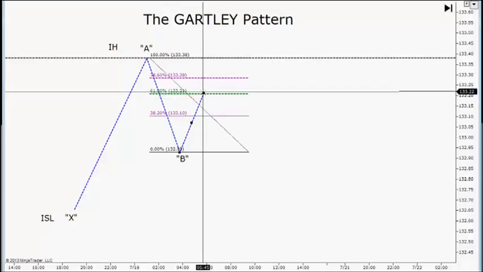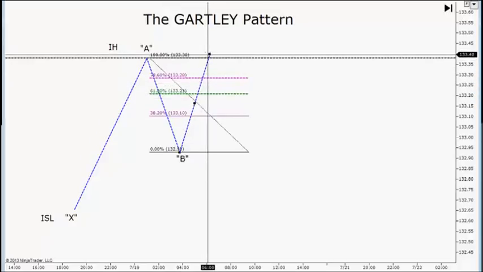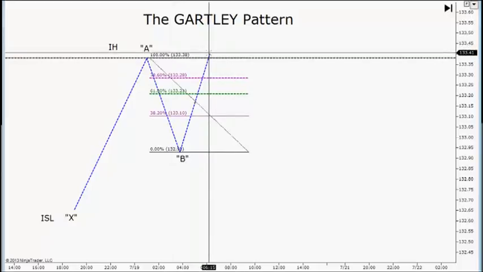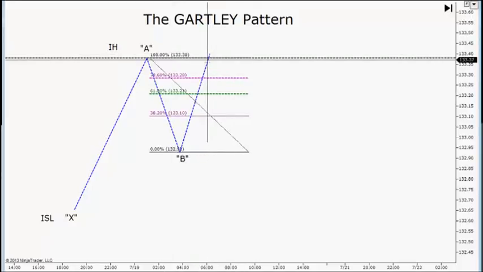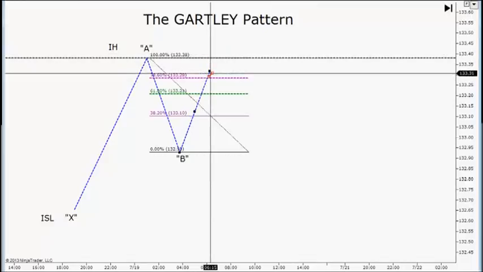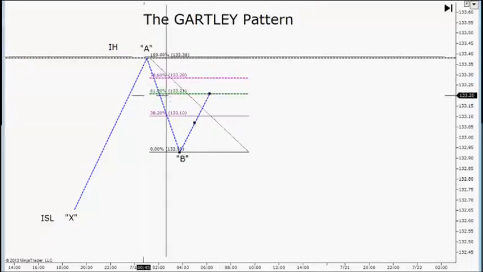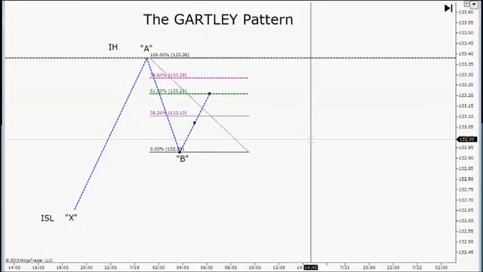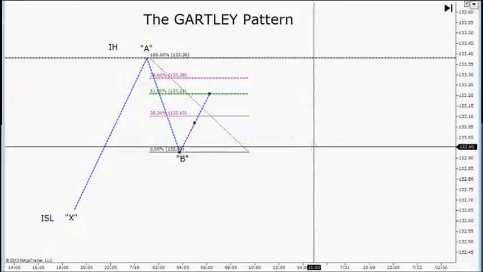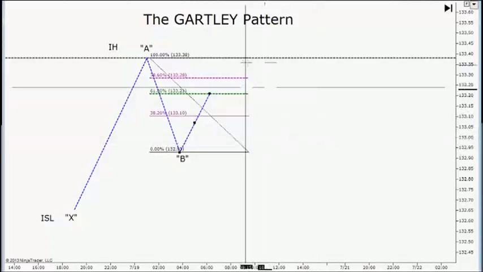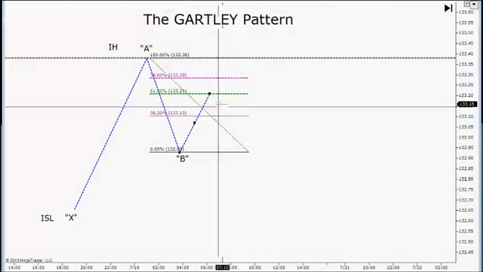But A, it cannot violate A, meaning we cannot have a higher high above A. Okay? Everybody tracking with me so far? A perfect Gartley pattern will have a 618 followed by a 618. Two 618 retracements. But we can have an imperfect one that goes a little bit higher than that.